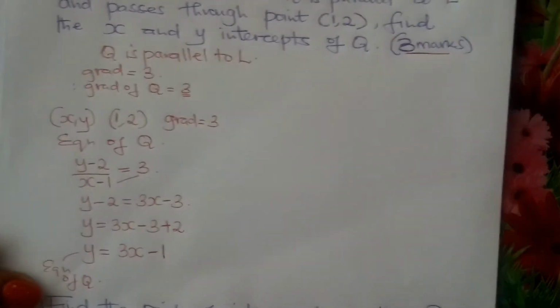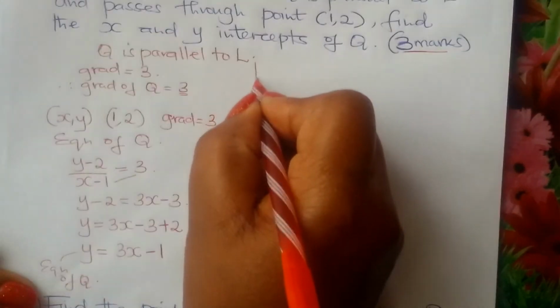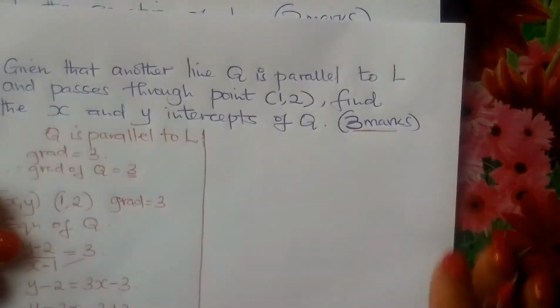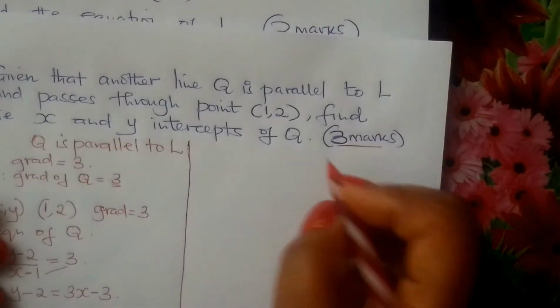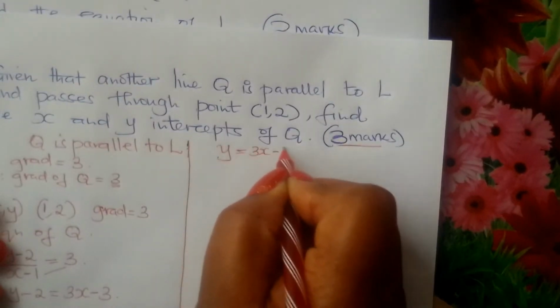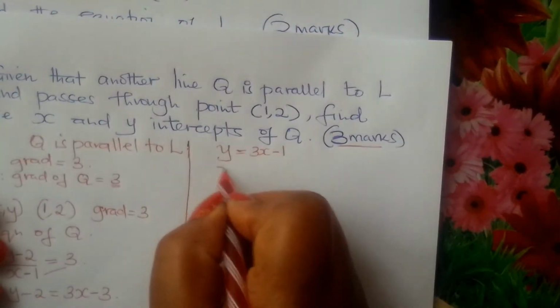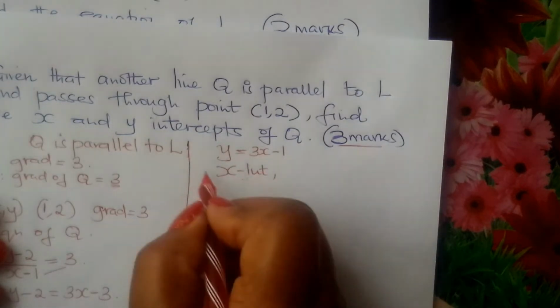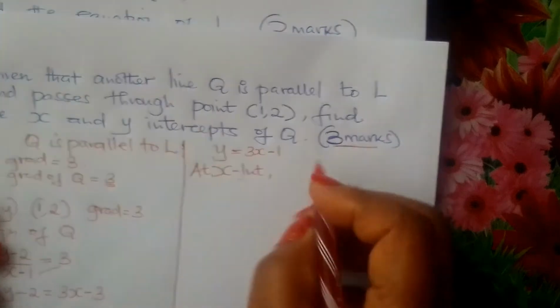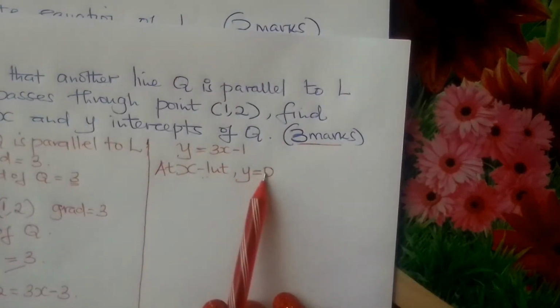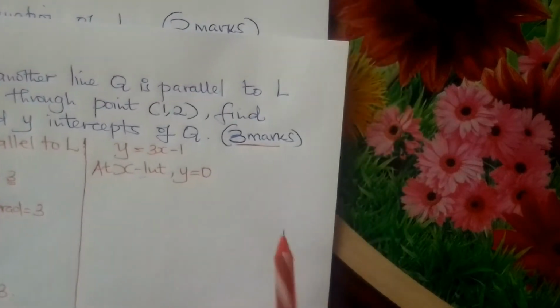With the equation now, learner, we are told to find the x and the y-intercept. So, how do you find the x and the y-intercept? So, our equation is this. I may rewrite it here. So, you are told to find the x-intercept. How do you find the x-intercept? At x-intercept, learner, y is 0. At x-intercept, y is 0. What do we mean by this, learner?